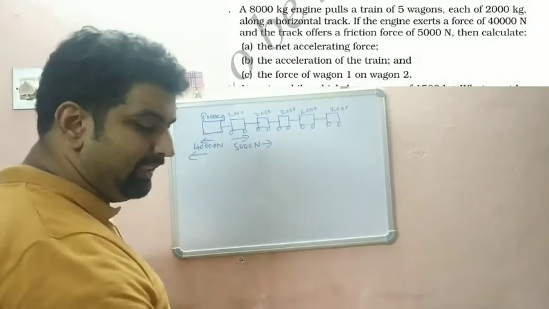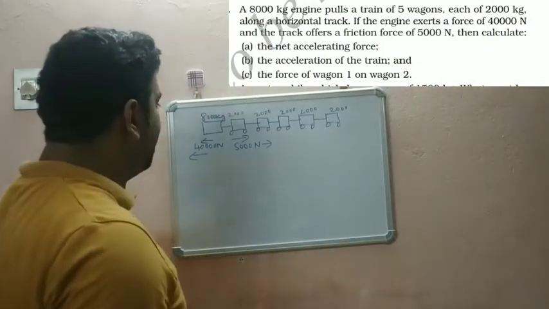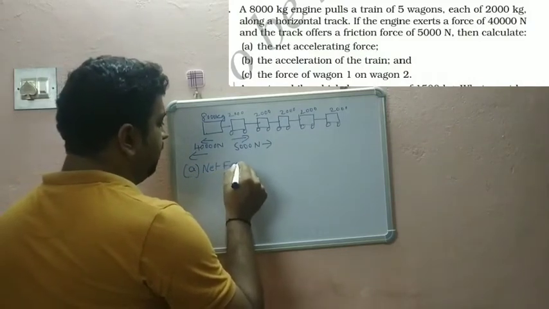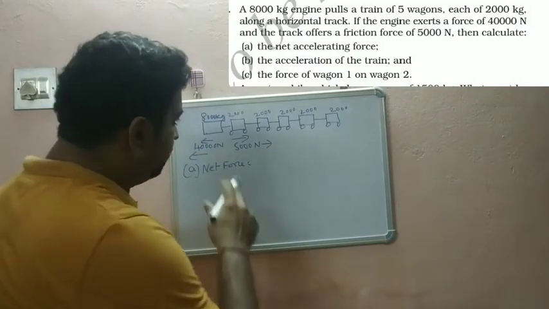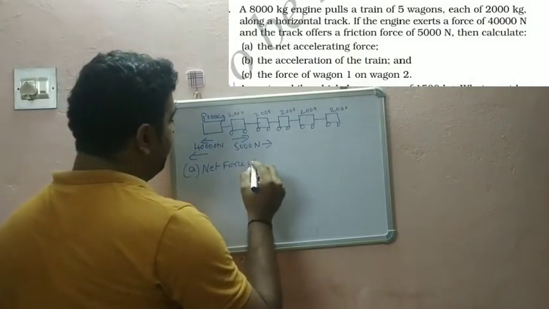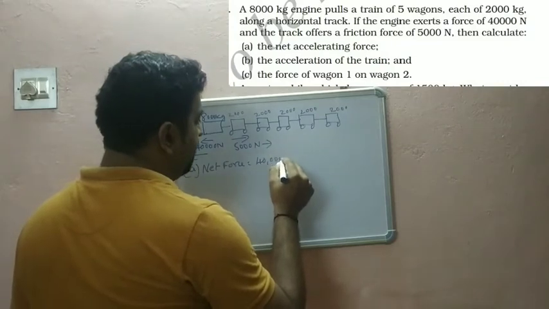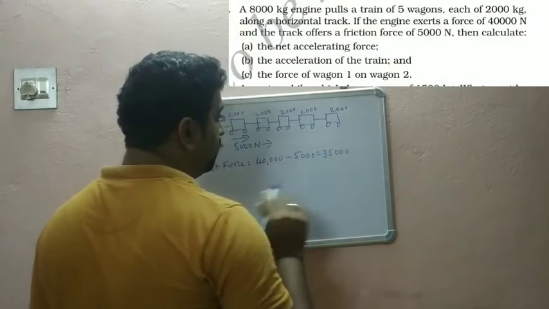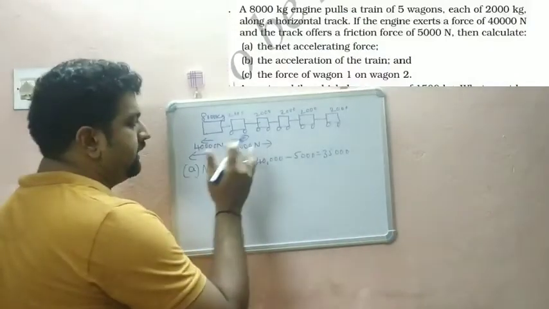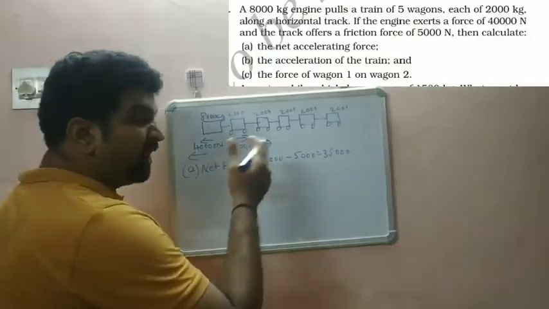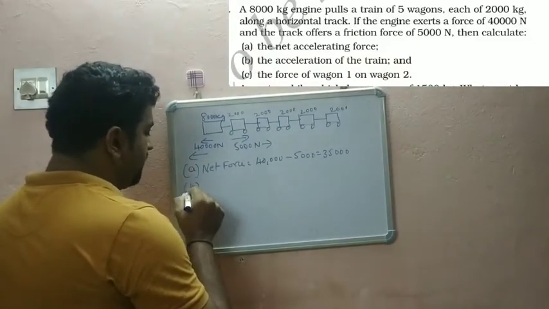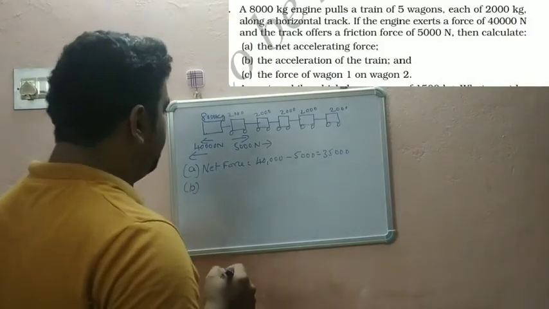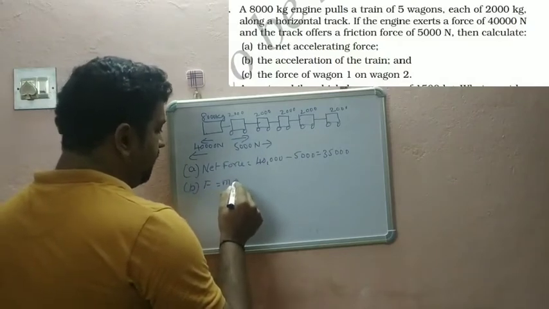Okay, so let us see this problem. Now first of all, they have asked the net force. The net force will be the force of the engine minus the force of friction by the track. So it will be 40,000 minus 5,000 is 35,000 net force. The total force is the force of the engine minus the friction of the track. So then question B, they have asked finding acceleration. To find the acceleration of the train, F is equal to ma, formula is there.